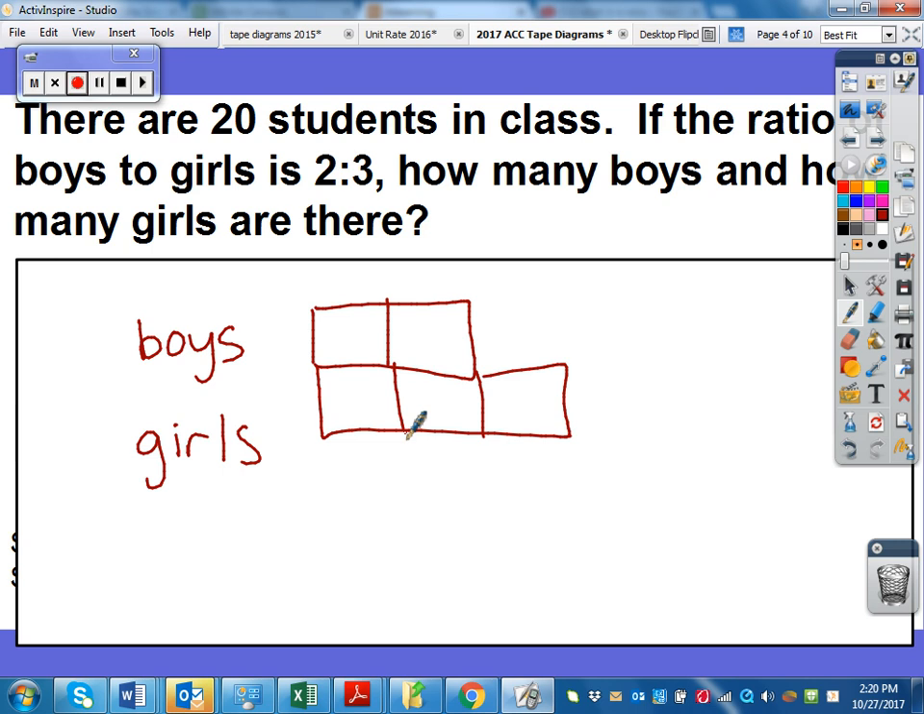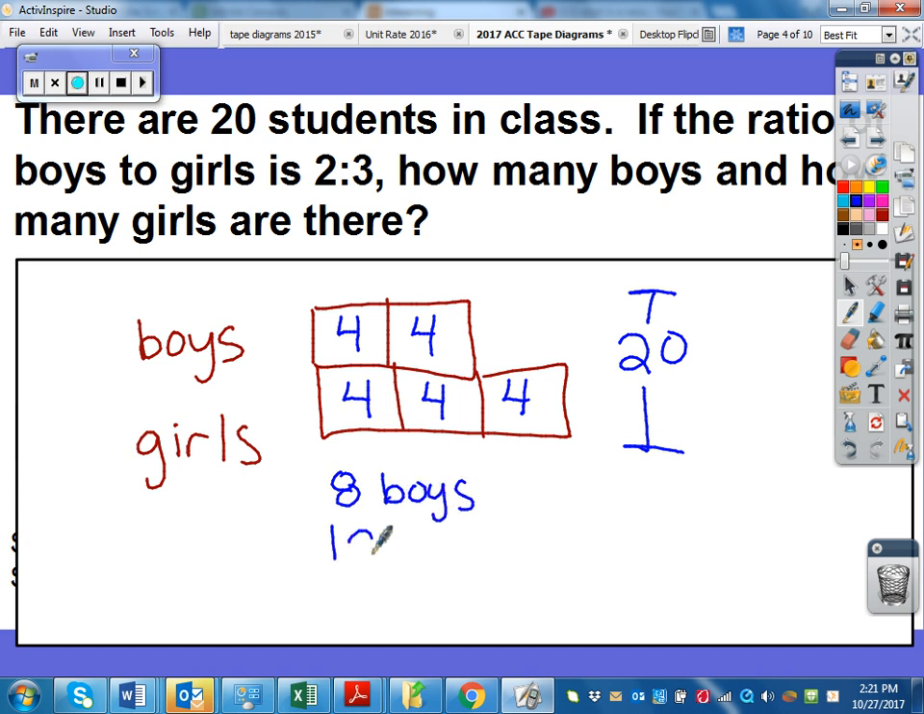Now it's saying there are 20 students in the class. That's not the number of boys. It's not the number of girls. It's the total number of students. So I'm going to put it off to the side to label that it represents all the boxes shown. Now I have to take those 20 students and divide them into the 5 boxes shown. I know 20 divided by 5 is 4. That means that there are 8 boys and there are 12 girls.